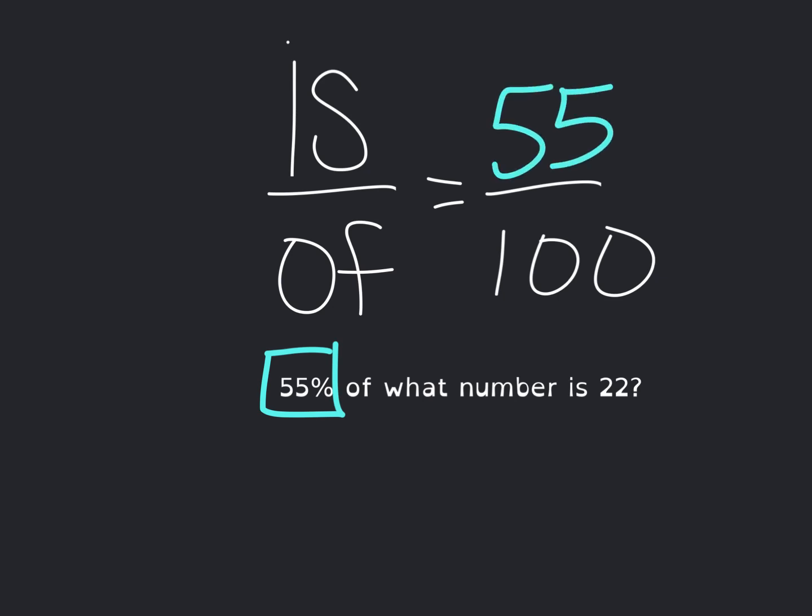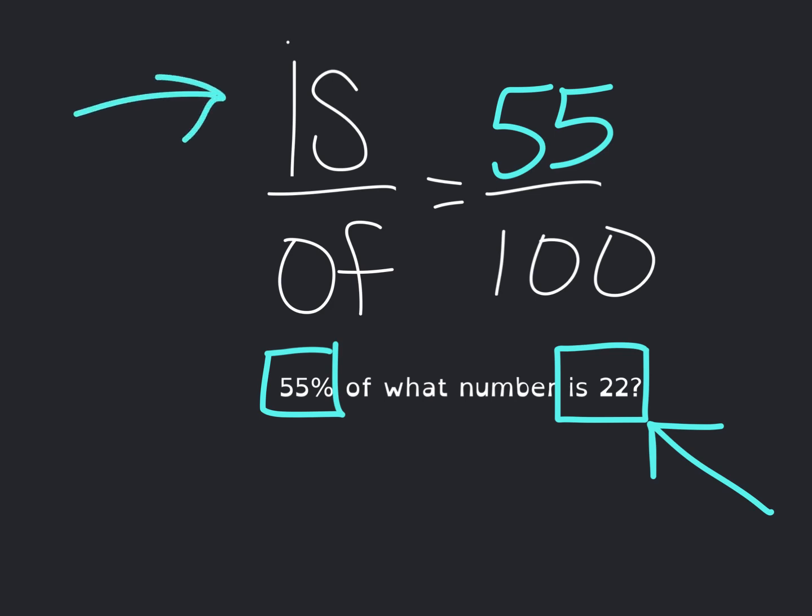That's my percent. Now I see another number in this problem, the number 22. What do you think 22 would be? Is it going to go on the top? Is that my is? Or is it going to go on the bottom? Is it my of? Well, right off the bat, I can tell that 22 is right next to the word is. So that's where I'm going to put it. I'm going to put it up top. It's my is. In a mathematical sense, that means 22 is my part, and it's part of some total that we don't know.